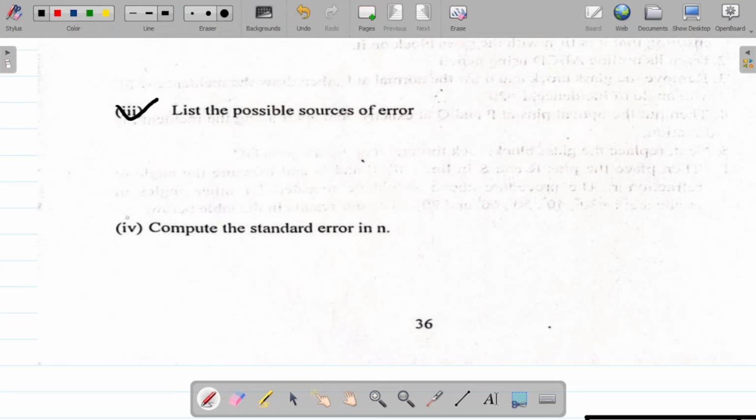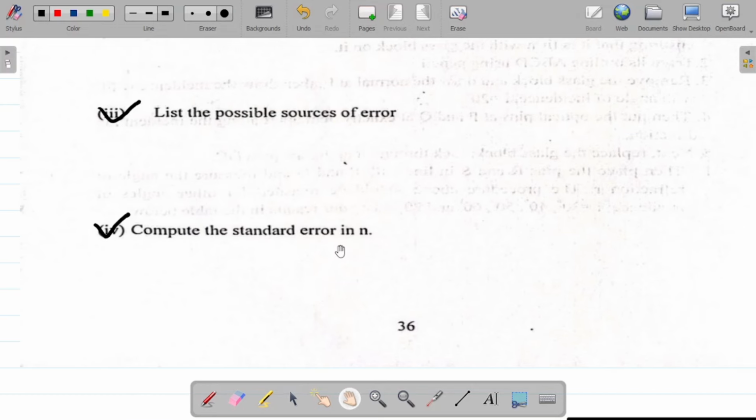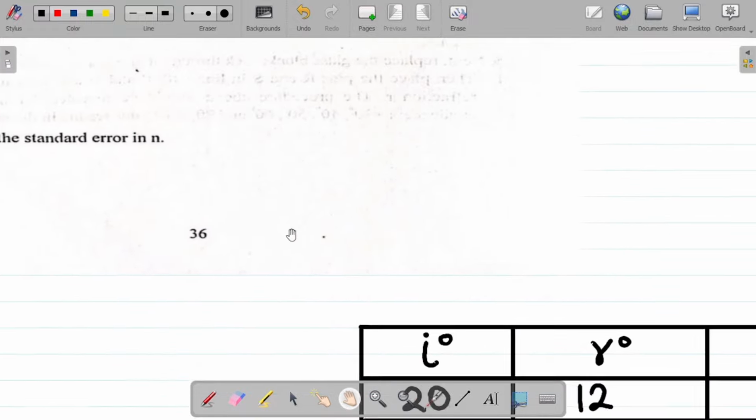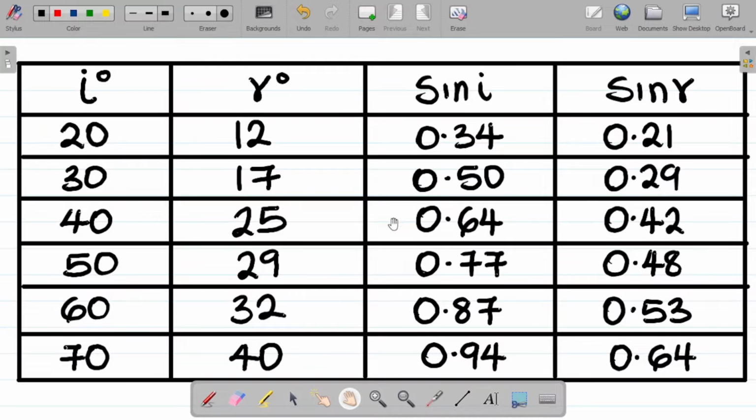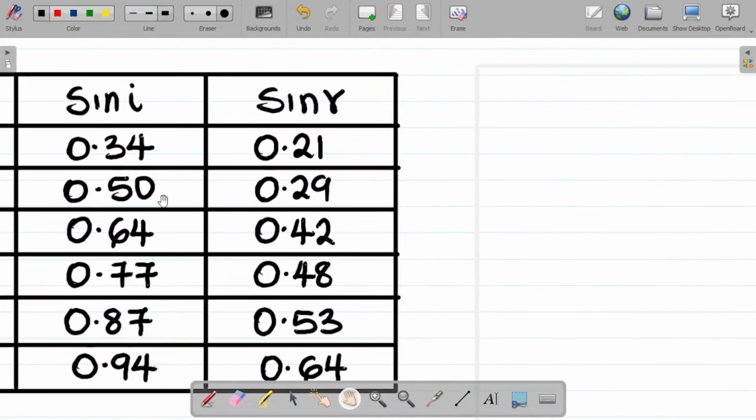Now finally, number 4 says compute the standard error in n. So how do we get the standard error in n? Now, here's how to go about this. First things first, go back to your table of values. Now, here's my table of values. For this, I would focus only on sine i and sine r. That's this.